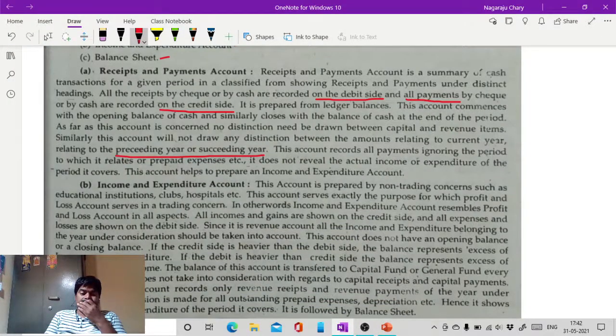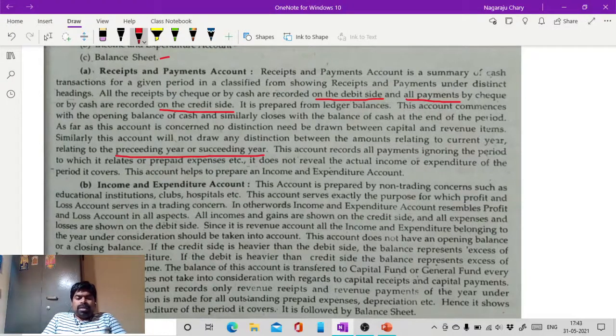Alright, so one thing you have to remember, in non-profit organizations this account serves exactly the purpose for which profit and loss account serves in trading concerns. So just we discussed what it is. The next one, in other words, income and expenditure account resembles profit and loss account in all aspects.